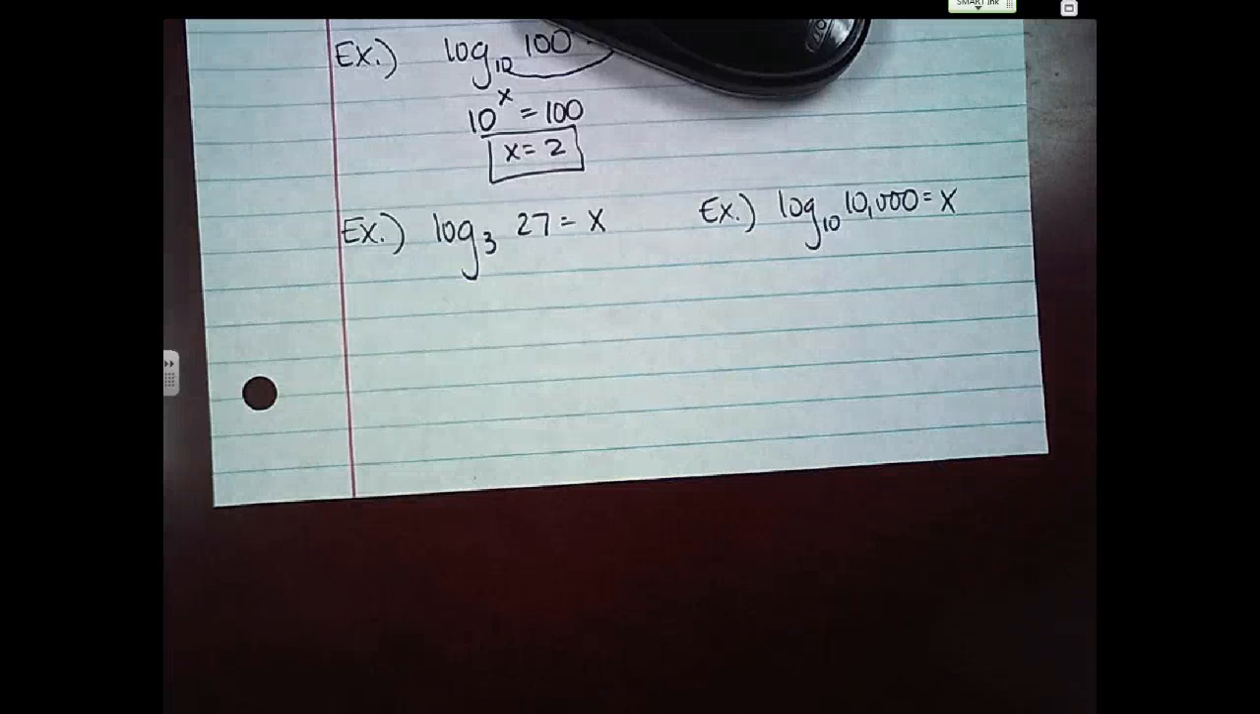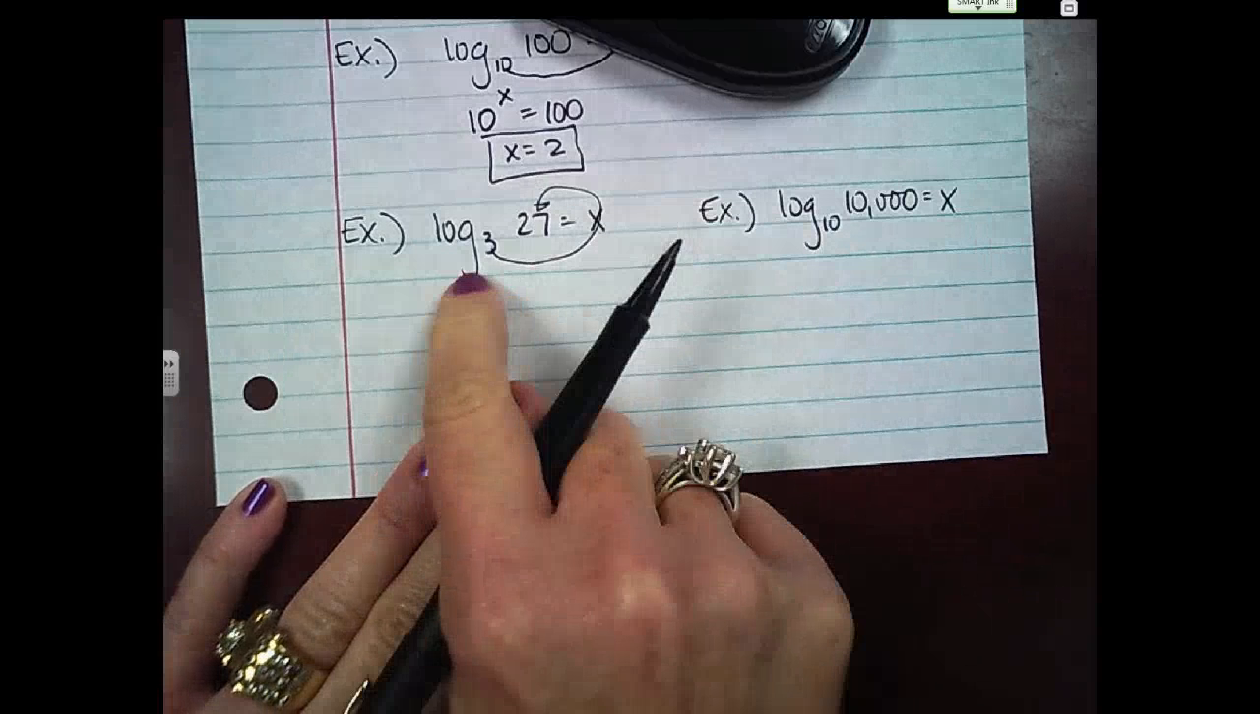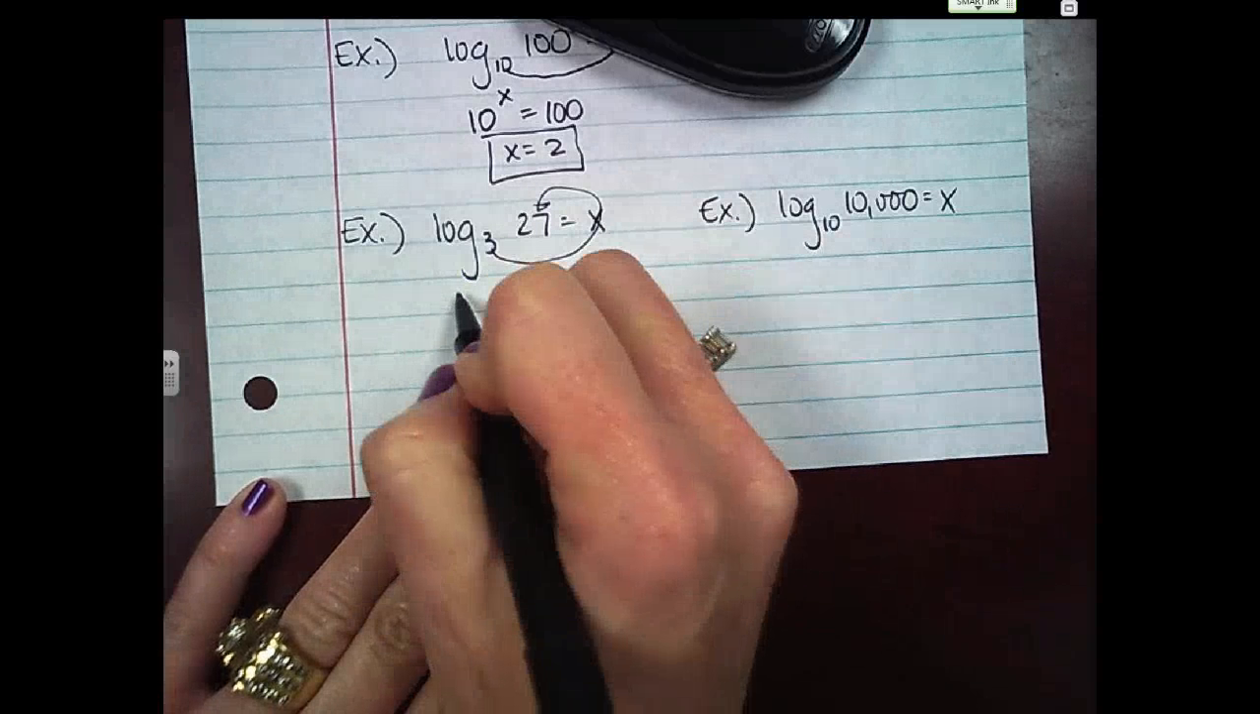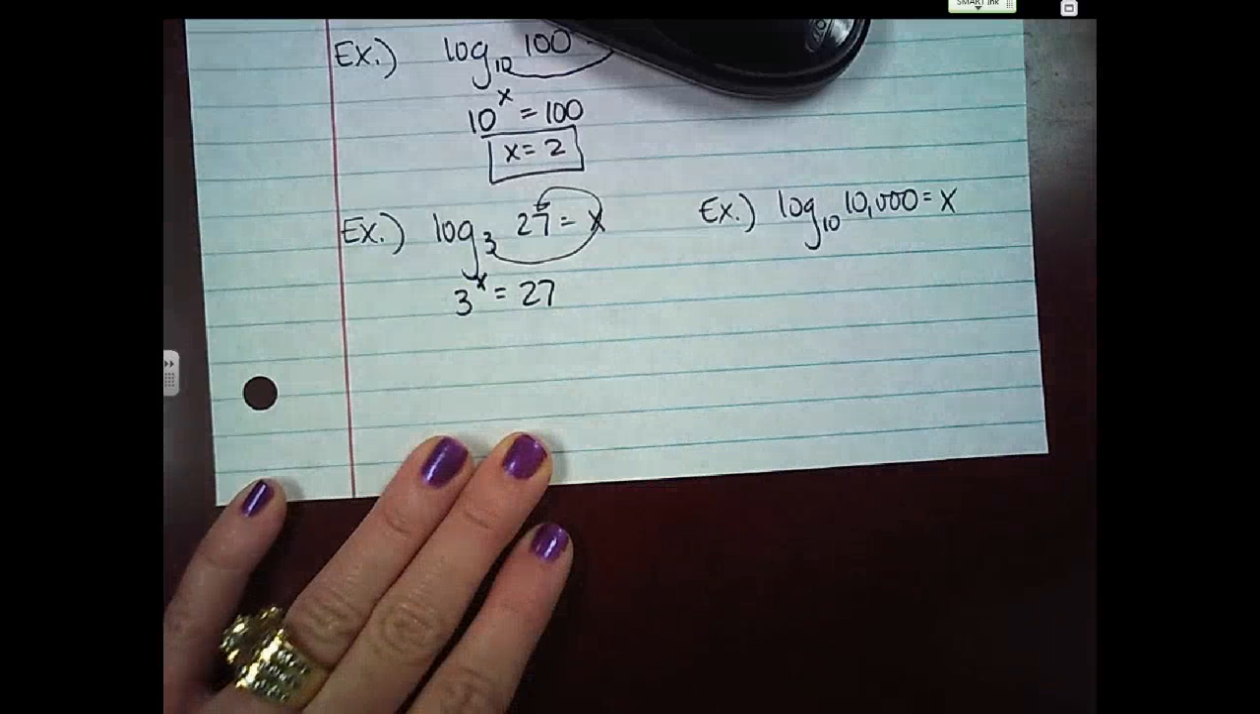Okay, and if you have your exponents written from the other day, if you're thinking about this, I'm asking you 3 to what power gives me 27. What's the answer? 3. Good.